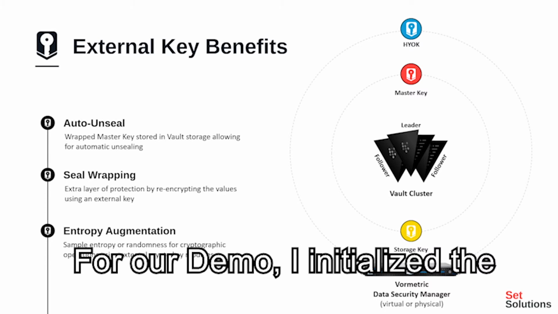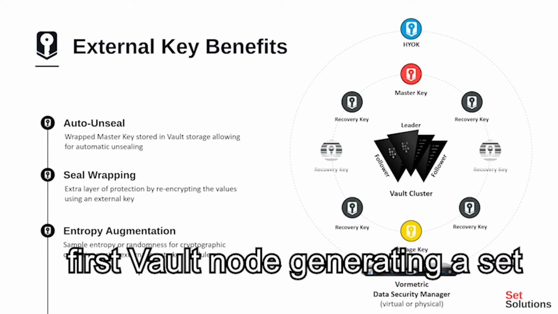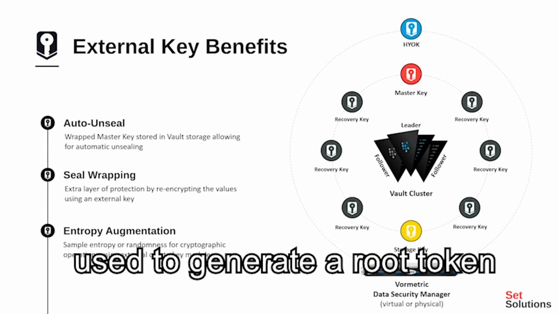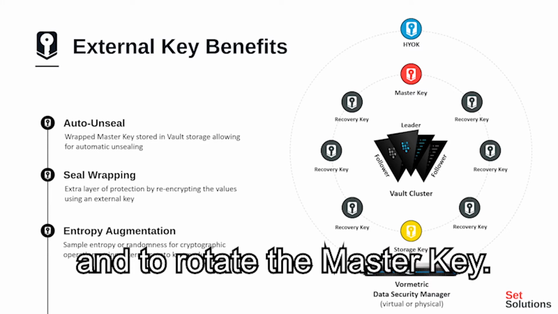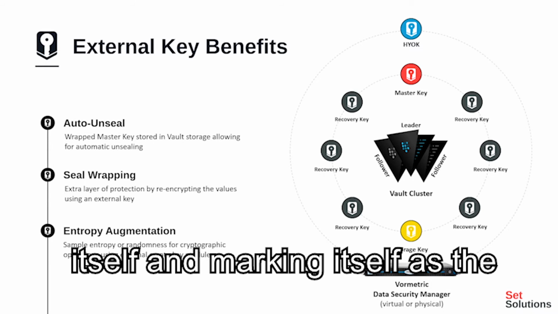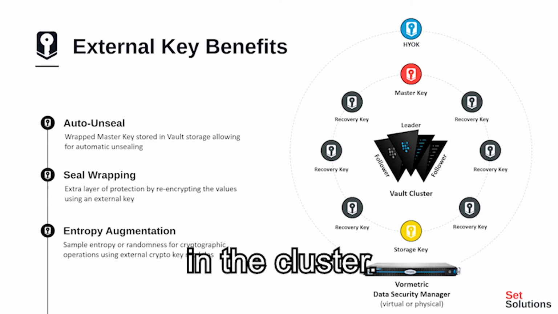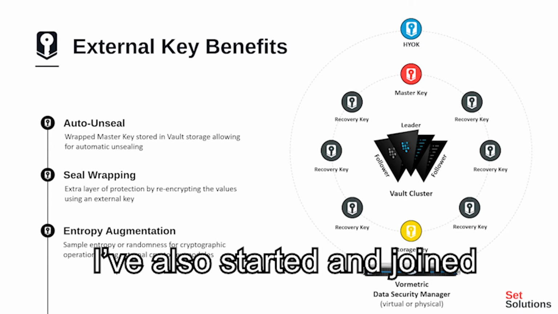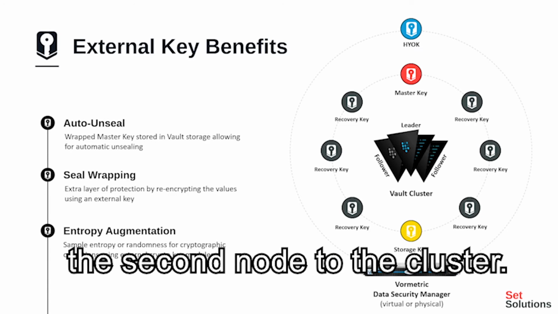For our demo, I initialized the first Vault node and generated a set of recovery keys, which will be used to generate a root token and to rotate the master key. At this point, Vault will unseal itself, marking itself as the leader as it is the first node in the cluster. I've also started and joined the second node to the cluster.